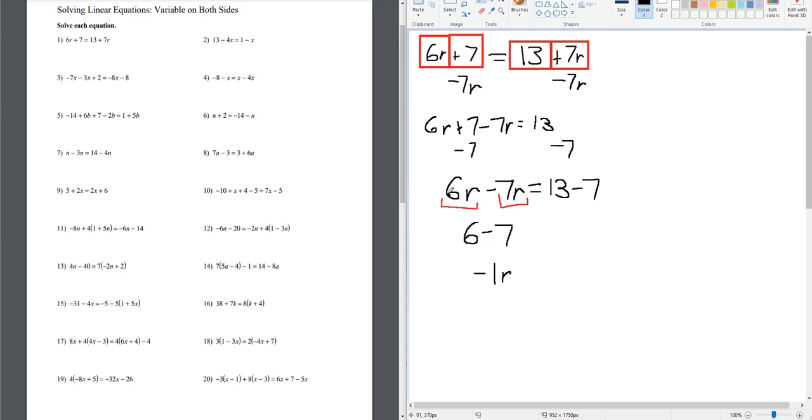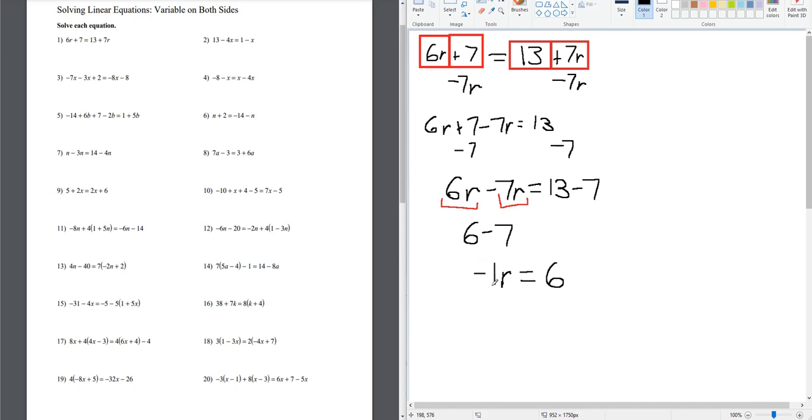So you're going to take the 6, that's the front part, the 7, that's the front part. There's a minus in between them, so I'm going to do 6 minus 7. Gives me -1, and then plop the r back in there. And then I have 13 minus 7, which is 6. Now remember, this r has to be the only thing that's there. It's not the only thing that's there right now.